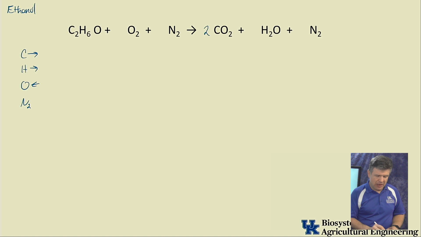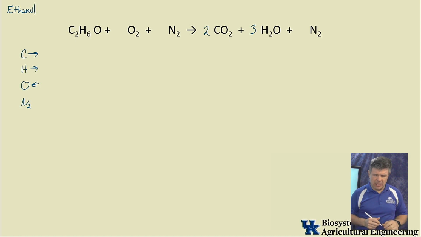How many hydrogens do I have on the left? In the fuel, I've got 6 of them, and I need to know how many waters I need on the right. Every water has 2, so 6 divided by 2 is 3. So I need 3 water molecules. 3 times 2 is 6. That's 6 on the right, 6 on the left. I'm good to go, okay?